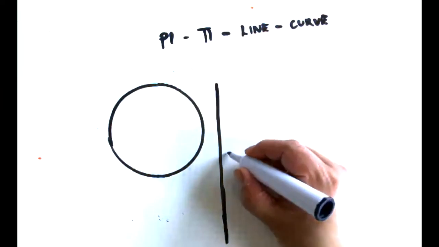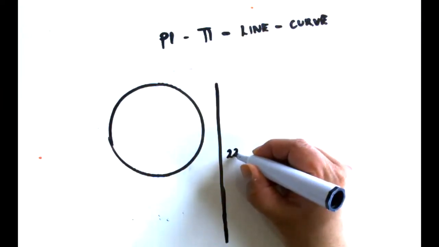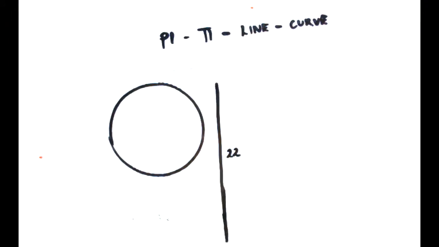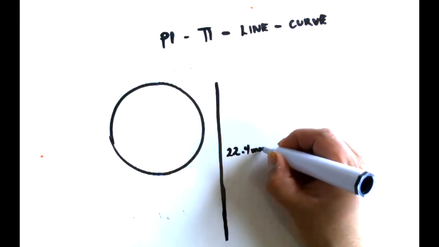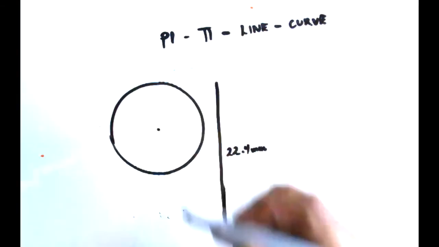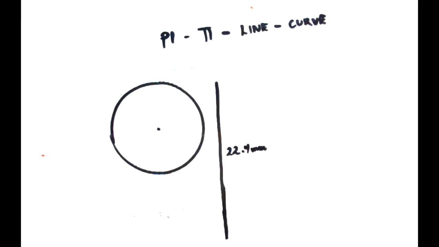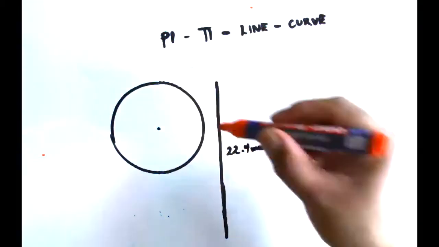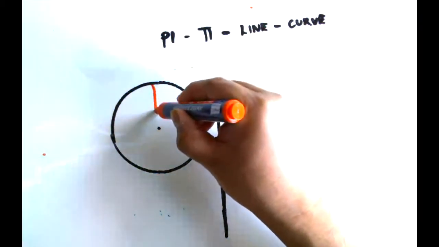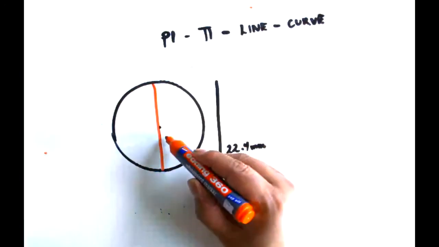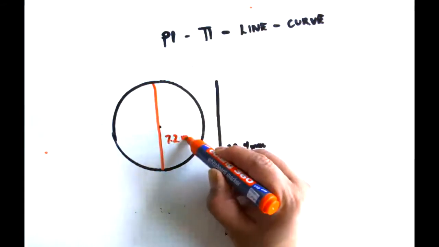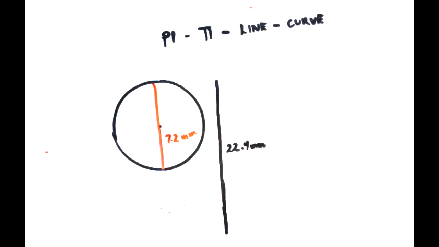Okay, it's 22.4 mm. Now, what about the diameter? What was the measurement of the diameter? Okay, it's 7.2 mm.